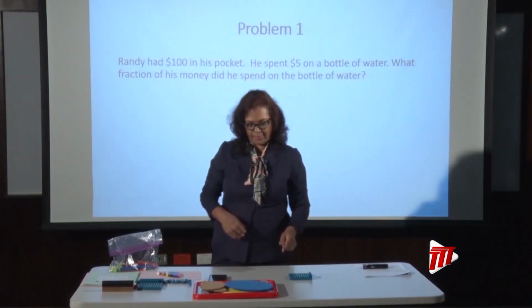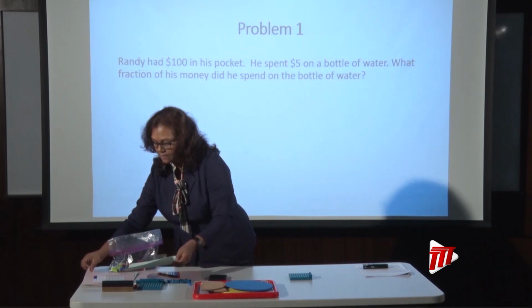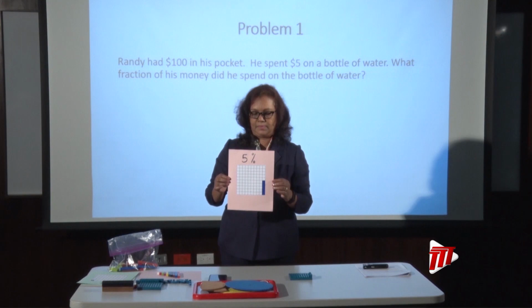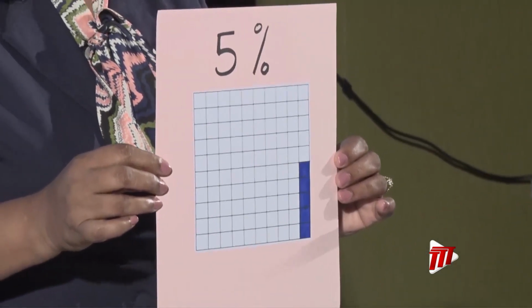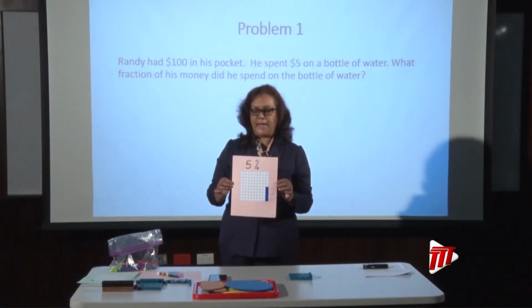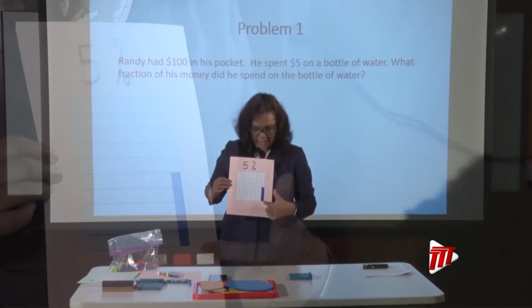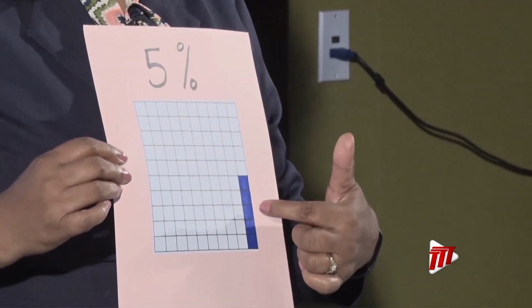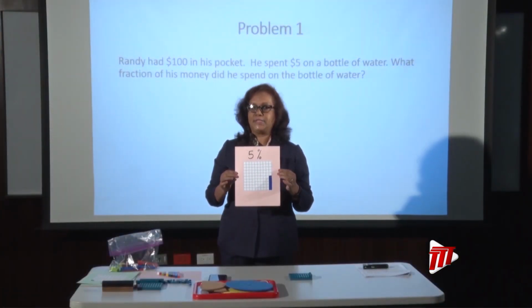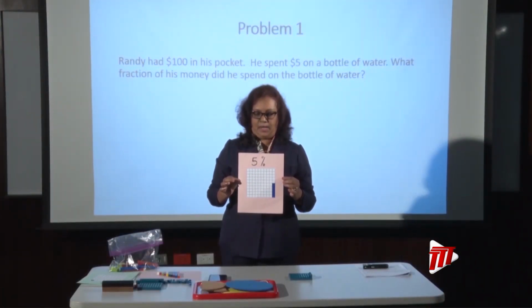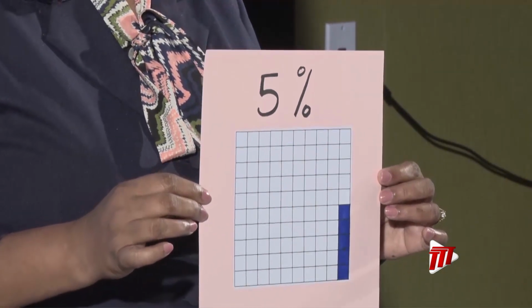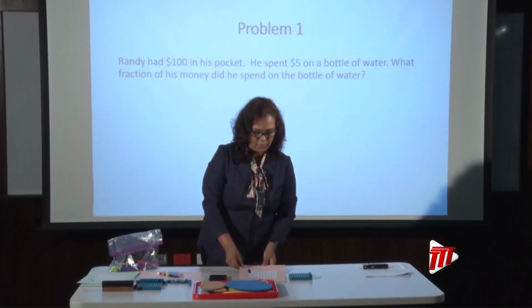Now I can represent this on a grid. This grid is a drawing of what I have on the table. So this is my 100 grid, and I would have shaded 5 of those to show the fraction. Now, you are seeing something else on this grid. I have used something else to represent this fraction, but we're going to talk about that in a while. So let's go back to our slide.